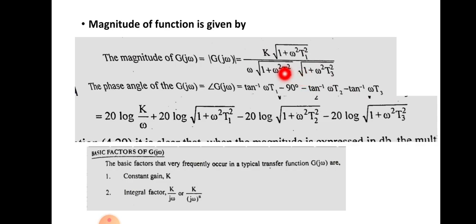And we have to plot this magnitude function against the angular frequency or log omega on the semi-log graph in order to get the Bode plot. Similarly, we have to plot this angle or phase angle versus the log omega on the semi-log paper in order to get the phase plot of the Bode plot.